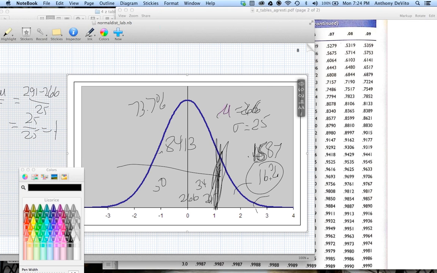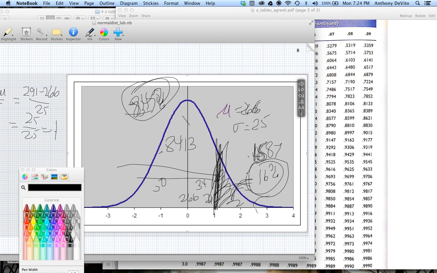I might say to myself, that doesn't make any sense to me, because it's one standard deviation. This should be 16% or so. And how did I get 84%? Well, I got 84% because I forgot that I'm looking for the area above, right? Maybe I did something wrong in my calculations, reversed the mean and the value and so on and so forth.